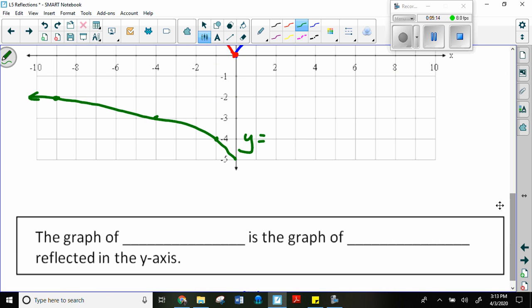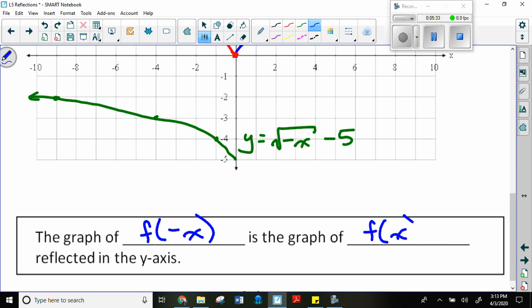Y equals the square root of negative x, and then vertically translated down 5 units. Boom. The graph of f of negative x is the graph of f of x that has been reflected in the y-axis, horizontal reflection.